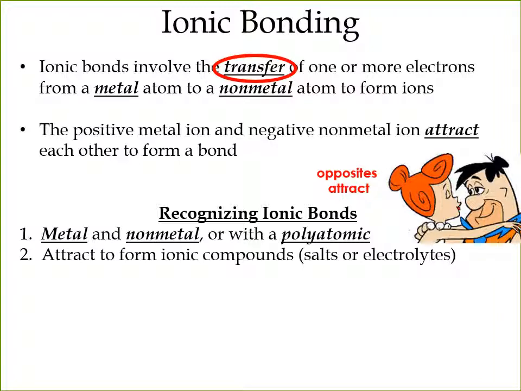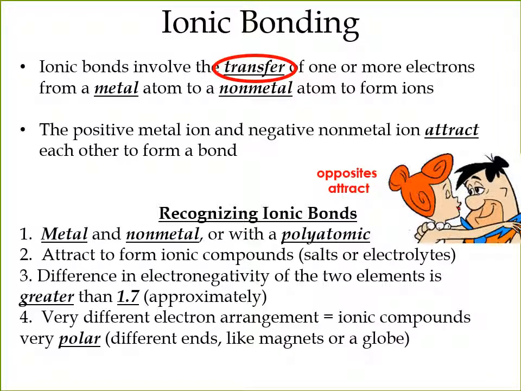Compounds like salts and electrolytes, words you probably hear a lot but don't really know what they mean, we'll learn about them in forthcoming chapters, and they're going to count as ionic compounds also. If we compare the electronegativity values of the elements involved, there'll be a difference larger than 1.7.